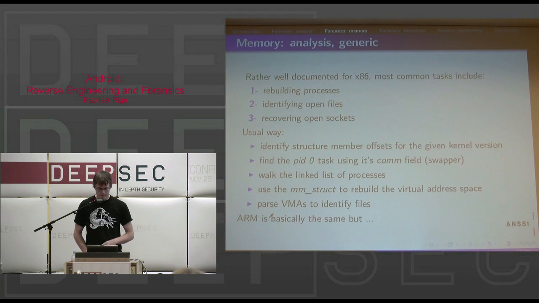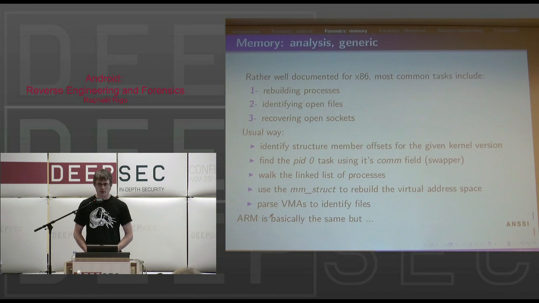The usual way is, once you have the given kernel version, you can get the attributes set in the different structures of the Linux kernel. Afterwards, it's pretty easy. Once you have this information, you just look for the PID 0 task. That is the first task that is launched at the beginning of the boot process. And it's really easy to find because the command field of the structure contains the word swapper, which is constant. So you have no problem finding it.